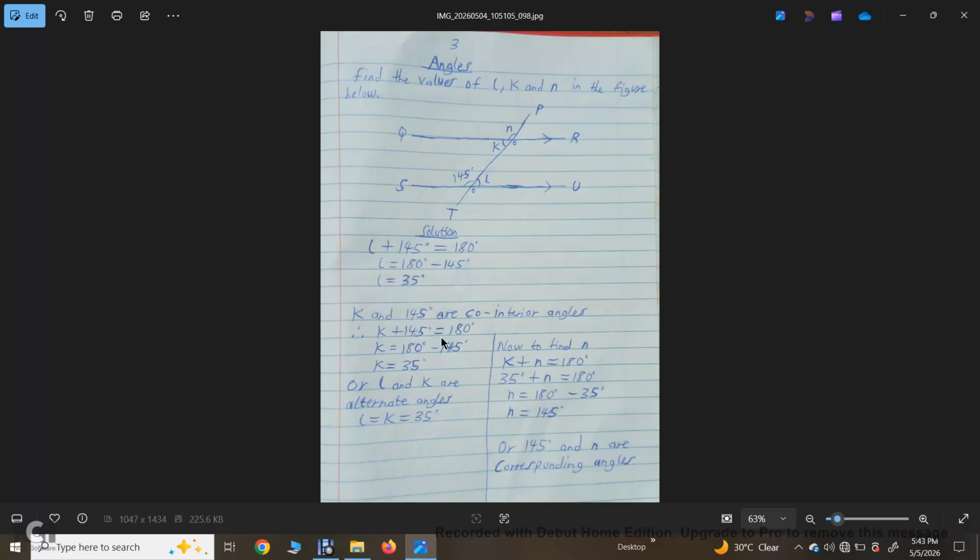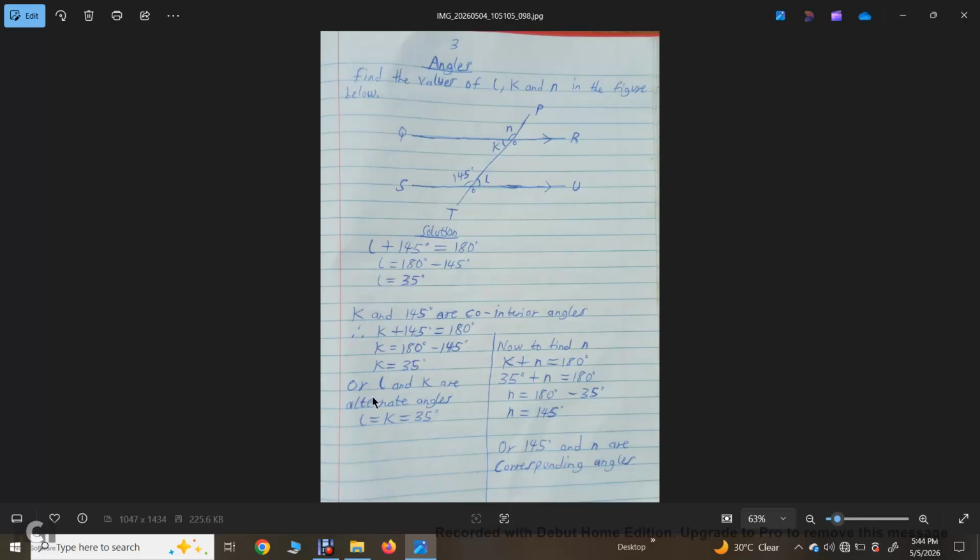Therefore, that's why we got K plus 145 degrees is equal to 180 degrees. We want to find K, so we make K stand alone at the left hand side of the equal sign, and we move the 145 degrees to the other side. It's positive here, but when it goes across the equal sign, it becomes negative. So K is equal to 180 degrees minus 145 degrees. K is equal to 35 degrees.